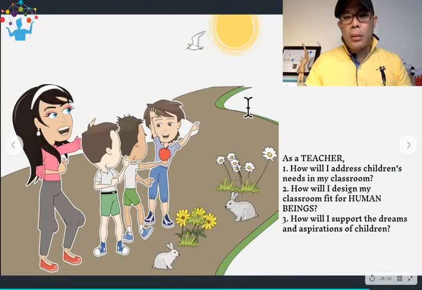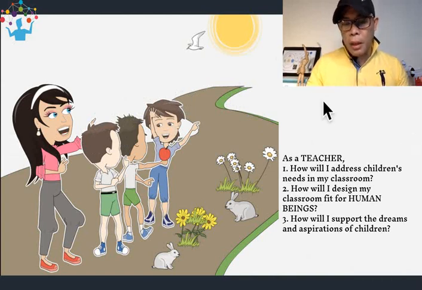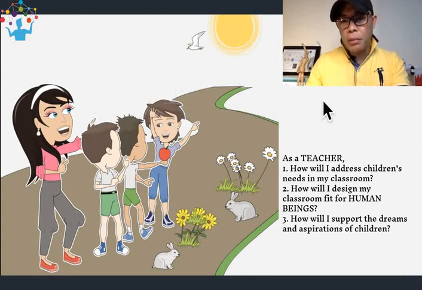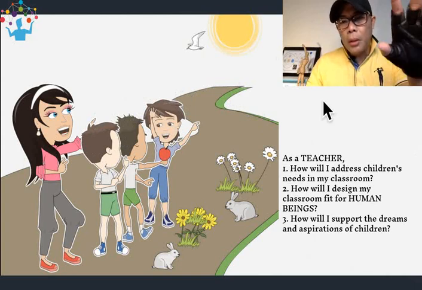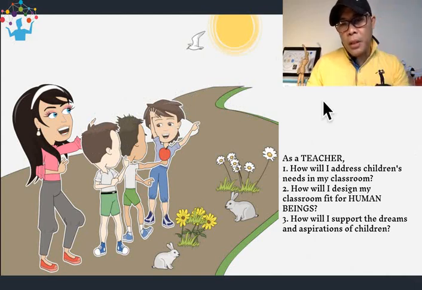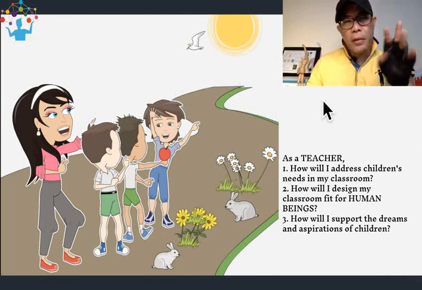Okay, let's look into this very important question that you can probably reflect on. As a teacher, how will I address children's needs in my classroom? There are so many needs. I have given you the structure of the whole person. So how am I going to address those different needs, the different physical needs, social needs, and so on and so forth?